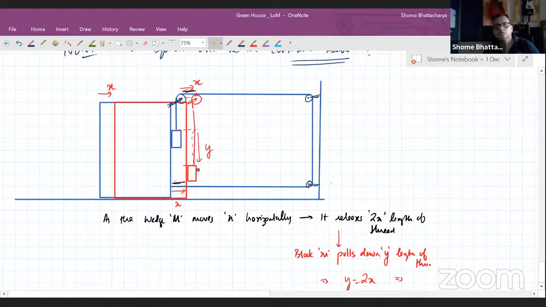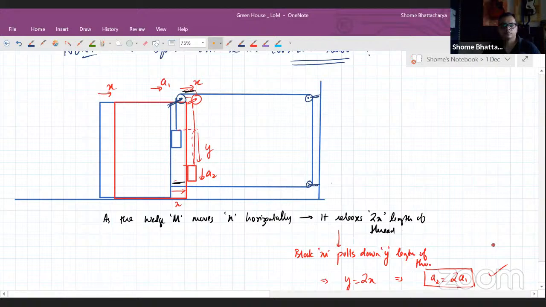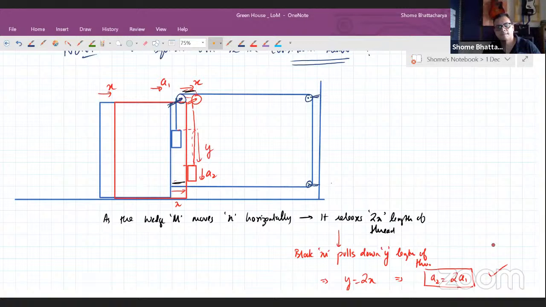So now double differentiate. So this one's relative acceleration A2 has to be equal to twice of this one's horizontal acceleration A1. This is the constraint relation. Okay, so A2 is equal to twice of A1. That is the constraint relation.